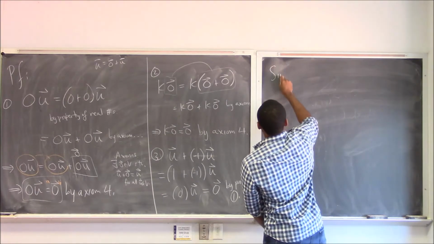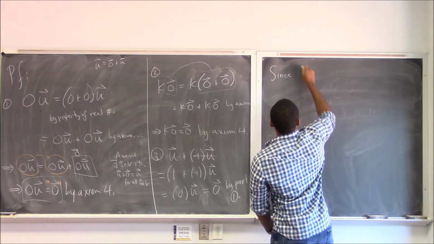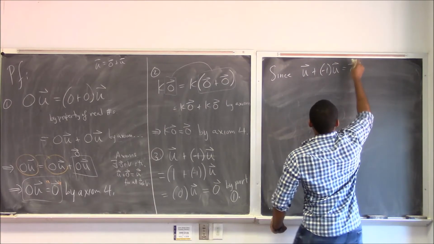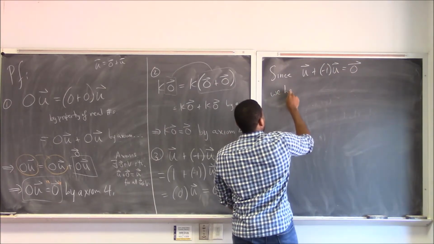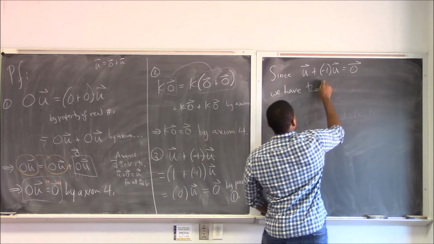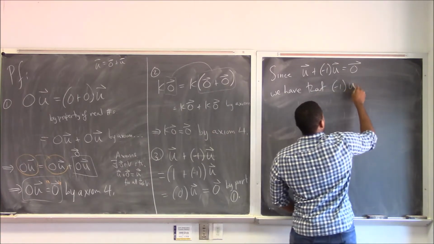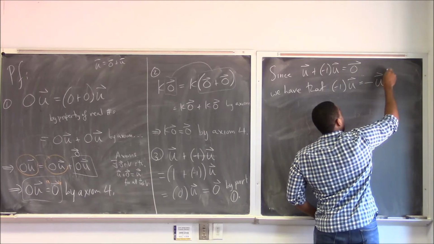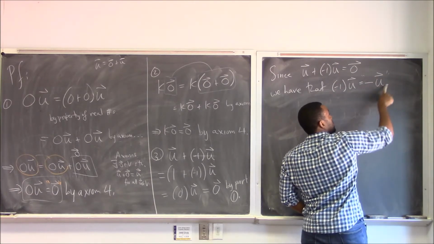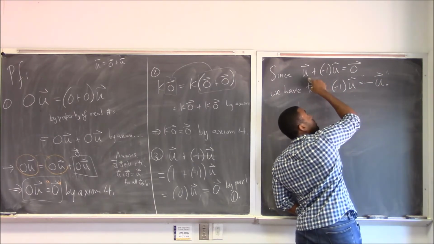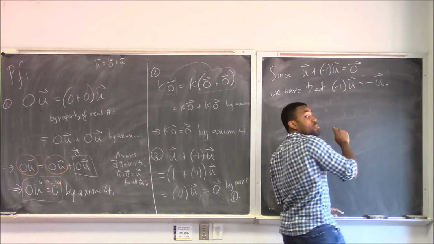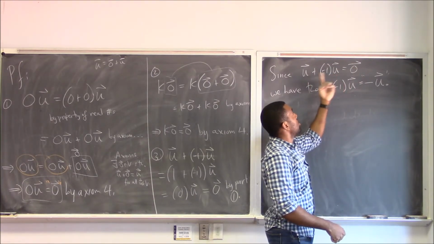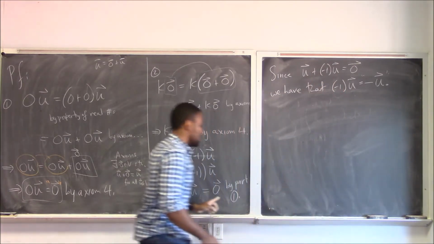So since u plus minus 1 times u equals 0, we have that minus 1 times u is the negative of u. Right? Remember, this guy was a notation. It represented the element that when I added to u, the 0 vector was the result. And I just proved that adding this thing, minus 1 times u, to u, gave me 0 as the result.